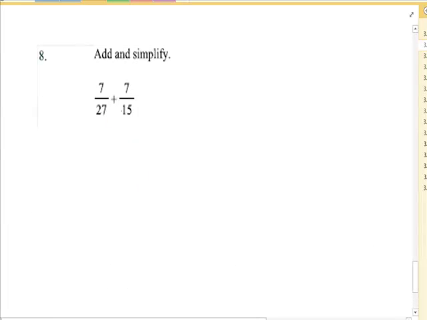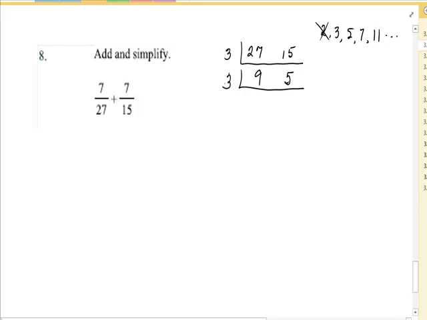Least common multiple. I think once again, I'm going to use the 27 and the 15 and try prime factors. My prime factors, remember, 2, 3, 5, 7, 11, and so on. Well, 2 doesn't work in either one of those, but 3 does. 3 goes into 27 9 times. 3 goes into 15 5 times. 3 still works. 3 goes into 9 3 times. It doesn't go into 5. Another 3, 1 and 5. The only prime number I can use now is 5.